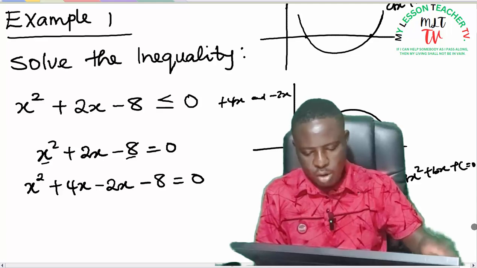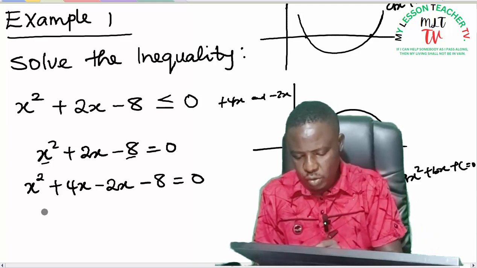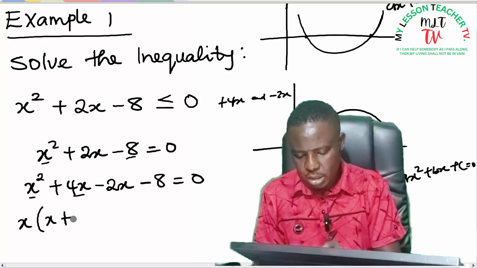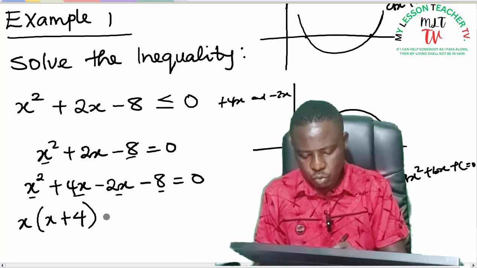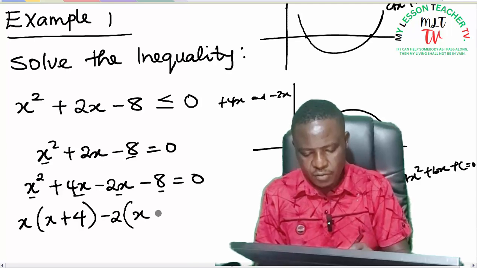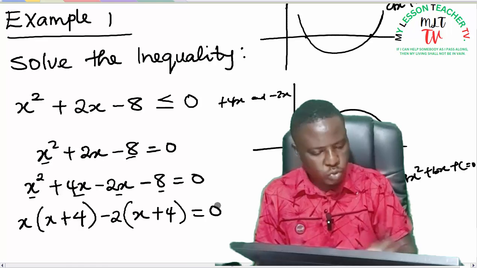So what we are trying to do now is to get the values of x. When you factorize this, you discover that x is common in the first two terms. You have x into bracket x plus 4. And looking at the next two terms, you agree with me that minus 2 is common. So you have minus 2 into bracket. When you divide this term by minus 2, you are left with x. And you divide minus 8 by minus 2, it gives you plus 4, which is equal to 0.